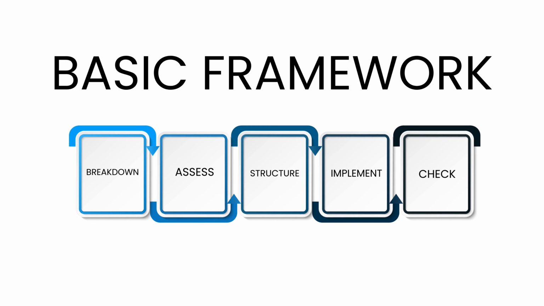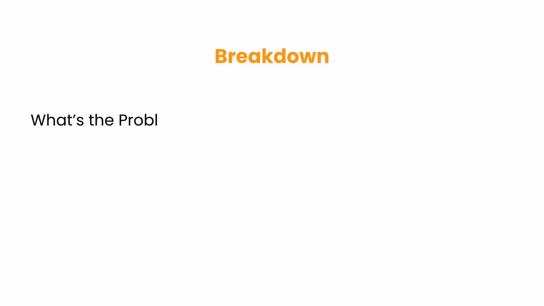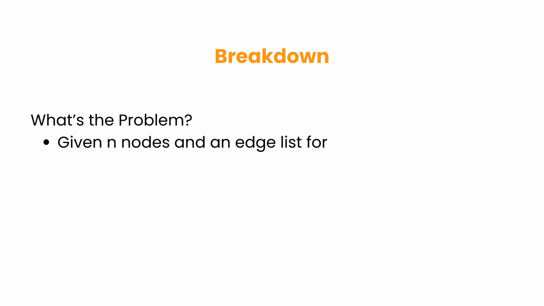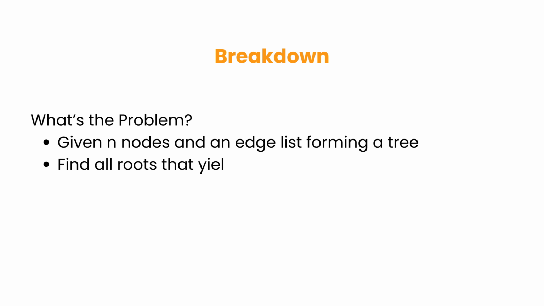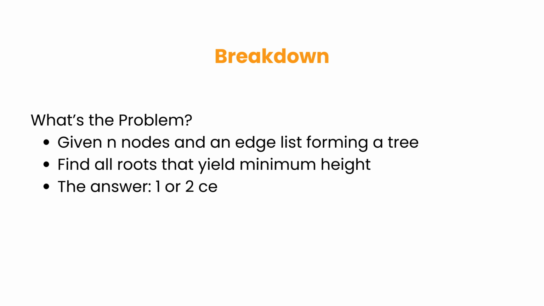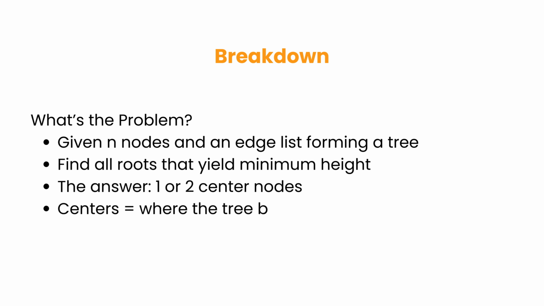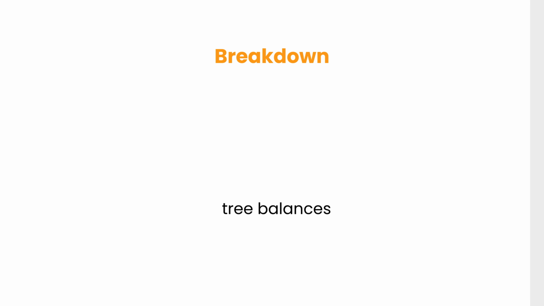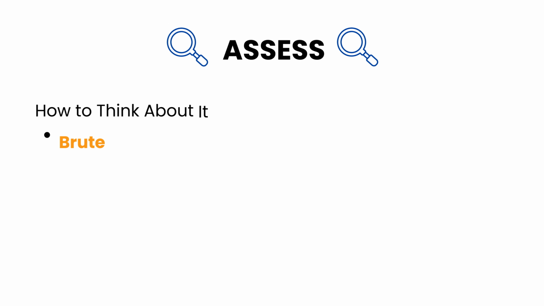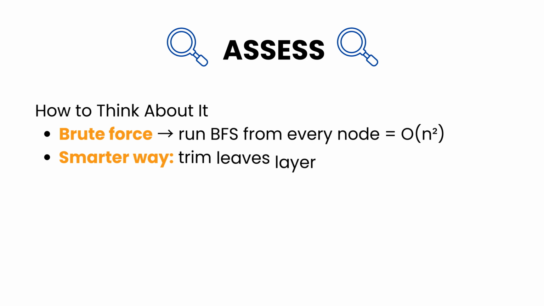Let's attack it with basics. We're given n nodes labeled 0 to n-1 forming a tree, connected, acyclic, and an edge list. We need all node labels that can be roots producing minimum height. A tree's minimum height roots are exactly its centers, 1 or 2. Brute force, run BFS/DFS from each node to compute height: O(n squared).